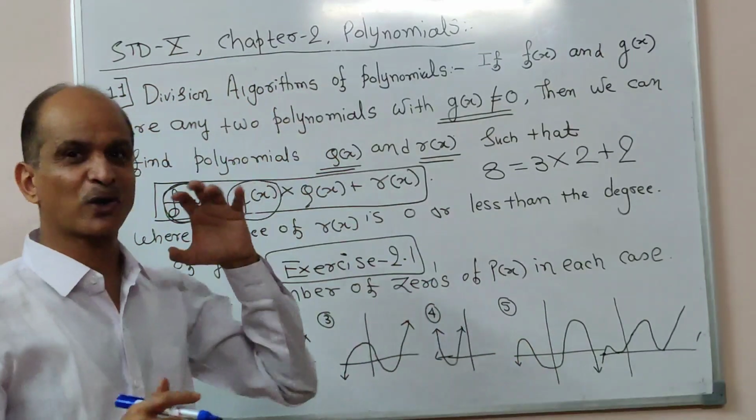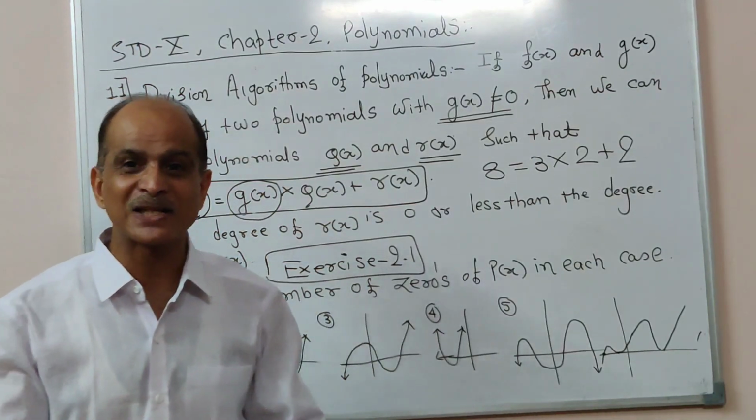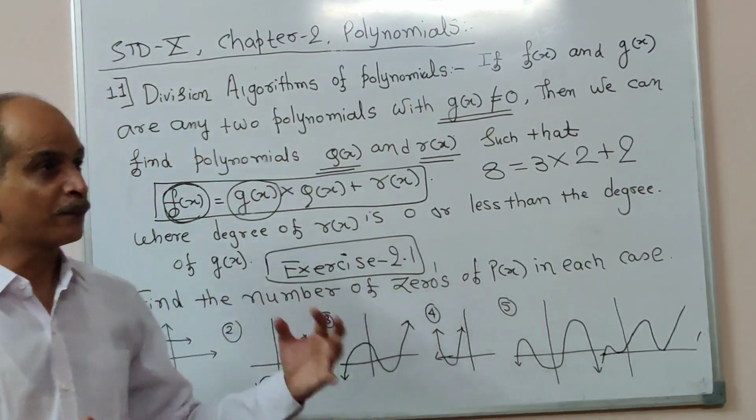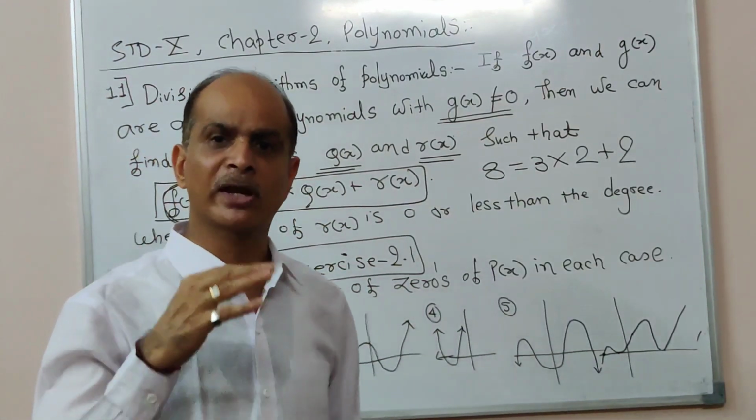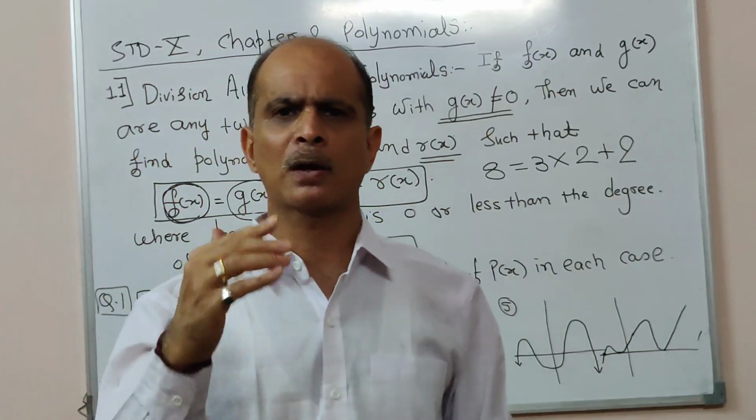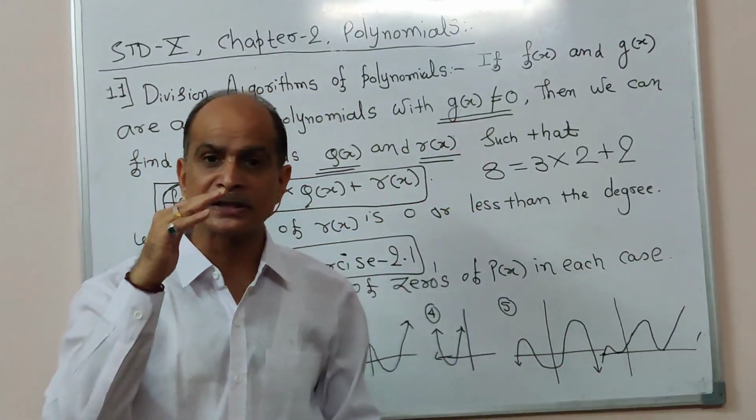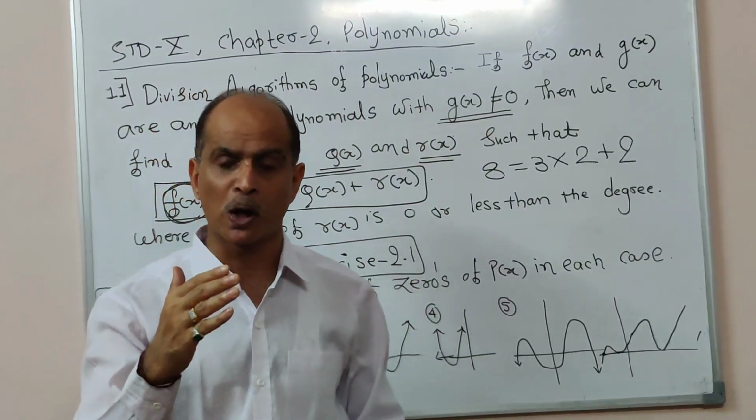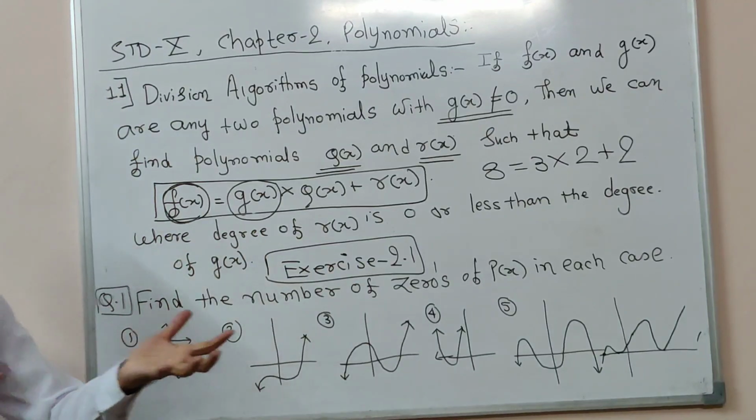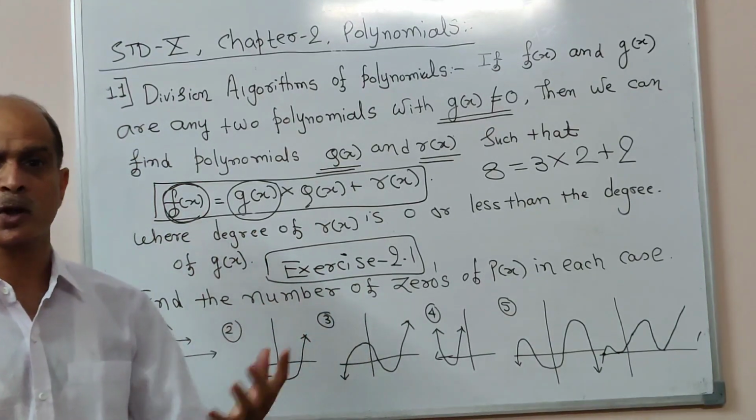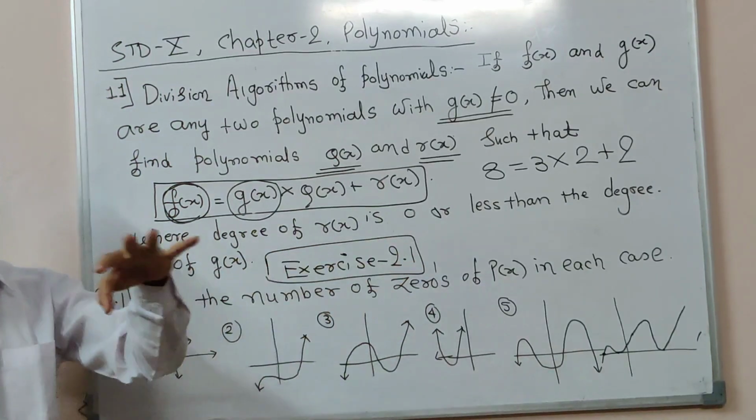Similarly, mathematical concepts work as an operating system. If you understand these 11 concepts properly, then you can solve any example of this chapter. So we have already focused on these 11 concepts of polynomials. These 11 concepts form a strong base of this chapter. So let us start exercise number 2.1.